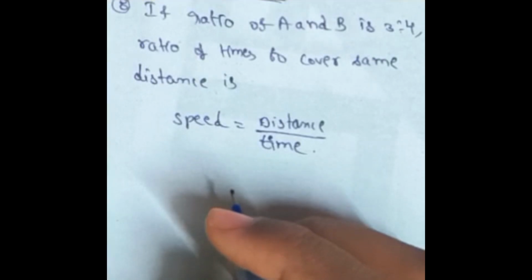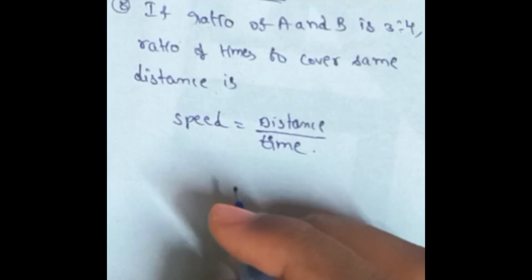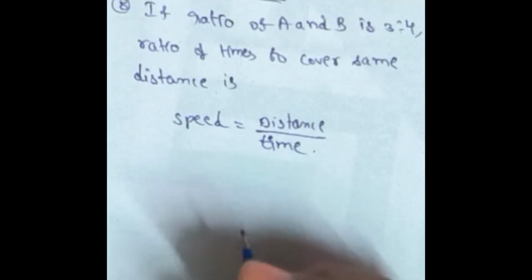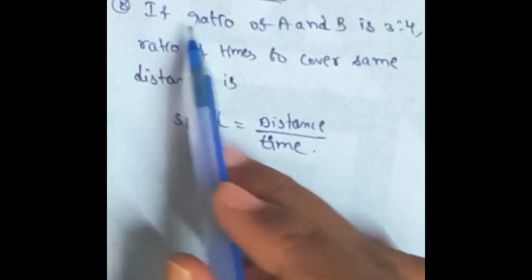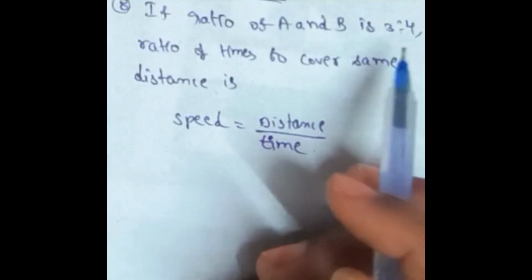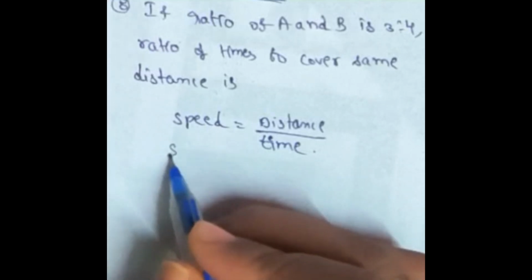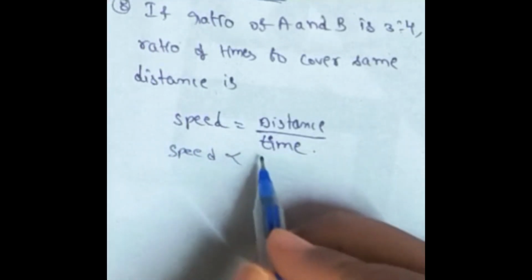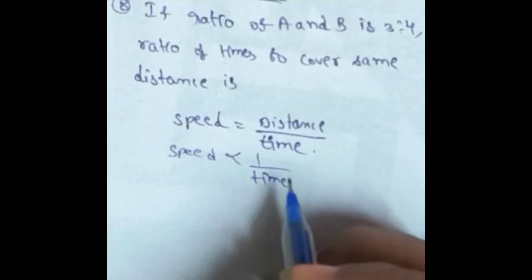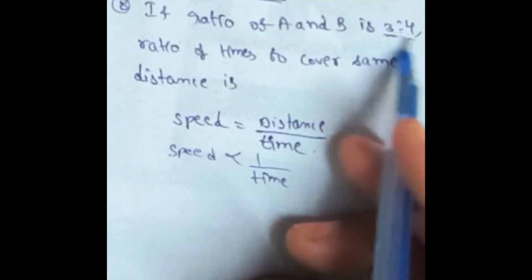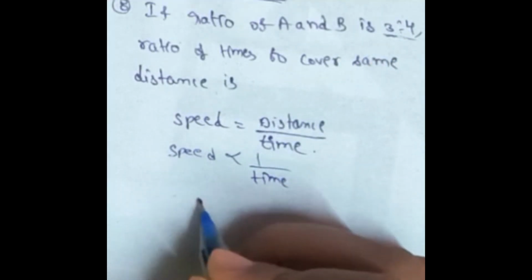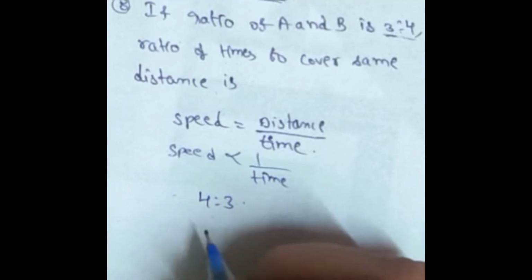Eighth model is ratio in speed, time and distance. If the ratio of speeds is given, time or distance changes proportionally. So here he is asking, if the ratio of speeds of A and B is 3:4, what is the ratio of times to cover the same distance. Here speed is inversely proportional to time. So the ratio interchanges as 4:3.